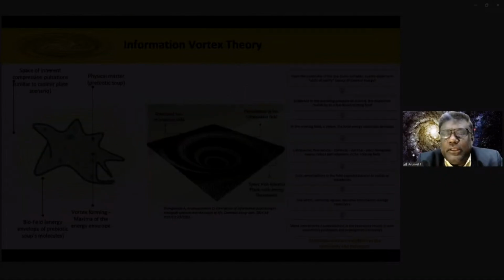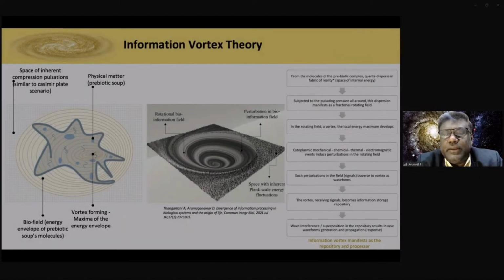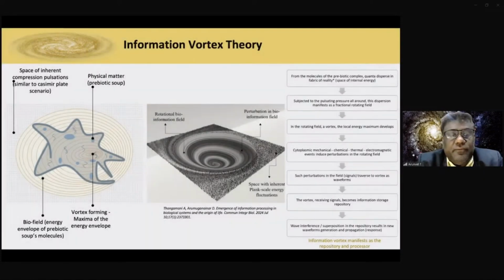From the molecules of the prebiotic complex, quanta tend to disperse into the fabric of reality. We have seen every fundamental particle has this quanta associated with it as a field. This is just a continuation of the nature of reality hypothesis that we saw. Then, subjected to the pulsating pressure all around, such dispersing quanta would manifest as a fractional rotating field. The fractional rotating field, a vortex, naturally forms in time.